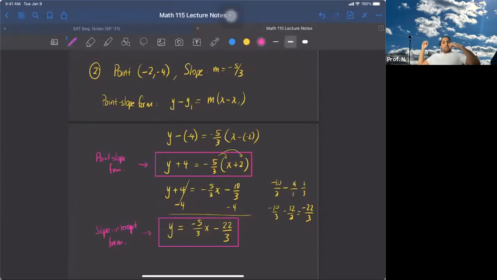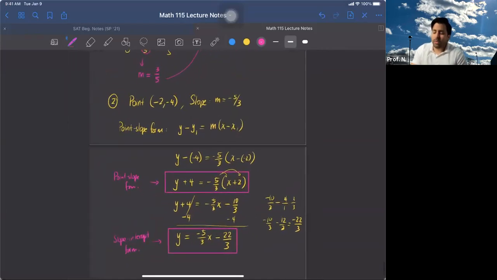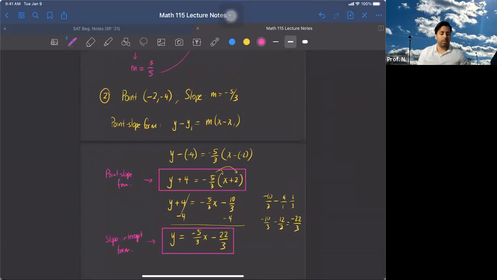Okay. Any questions about finding the equations of parallel lines, finding the equations of perpendicular lines? I hope it's clear. Clear as day. Any questions?